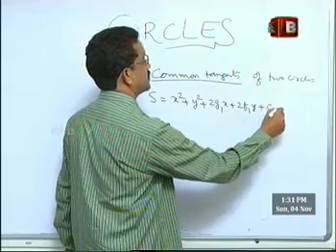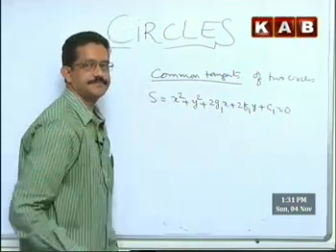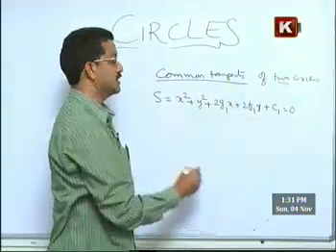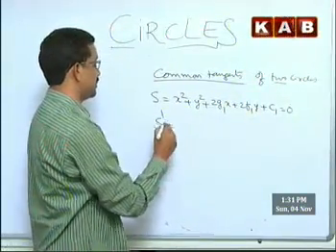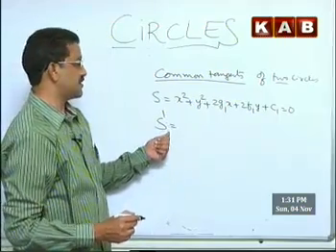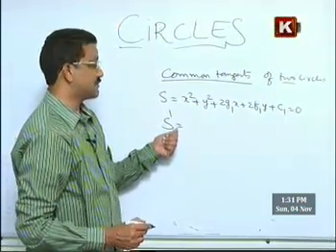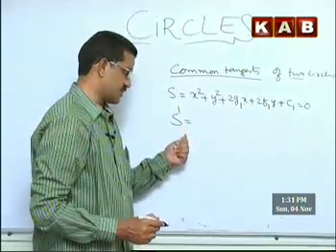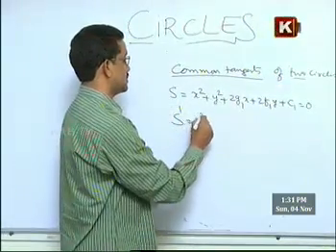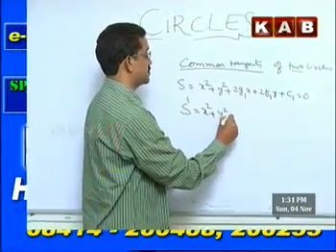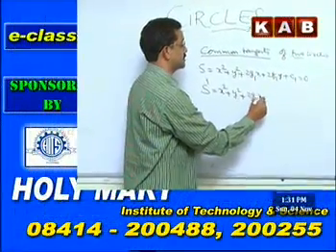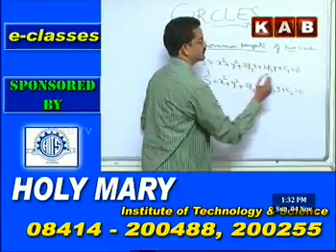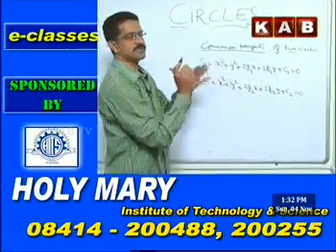plus c1 is equal to 0. This is the first circle. I have two circles now. See here, my second circle is S dash. I am not taking it as S1 because we used S1 for some other notation, tangent equation, all those things. So S dash is x square plus y square plus 2g2x plus 2f2y plus c2 is equal to 0. Look at this, I have taken two circles.